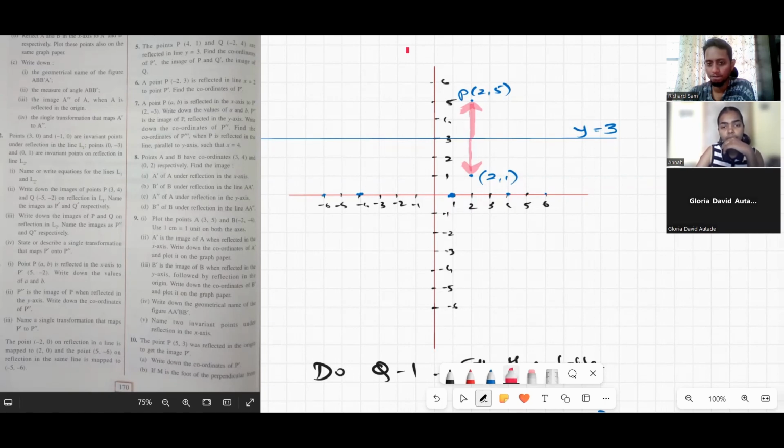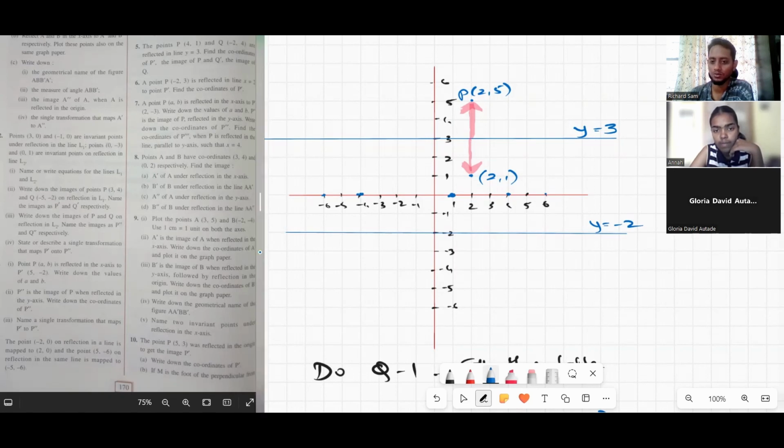Okay. Now I'll give another point, another line. Say this line. Okay. The name of this line is y is equal to -2. So what will be the reflection of this point 2 comma 5 on the line y is equal to -2? So again, you just have to count. 6 points going down. So how many units front of the line is this point? 6. Not 6. 7. 7 points, right?